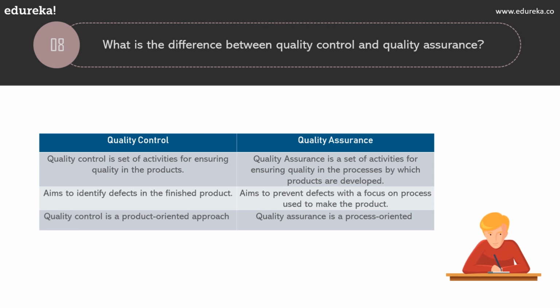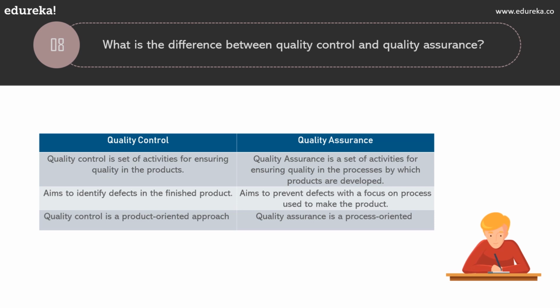So, quality control aims to identify defects in the finished product. Therefore, it's a reactive process. Whereas quality assurance prevents defects with a focus on processes which are used to make the product. Therefore, it is a proactive process. I hope the difference is clear.